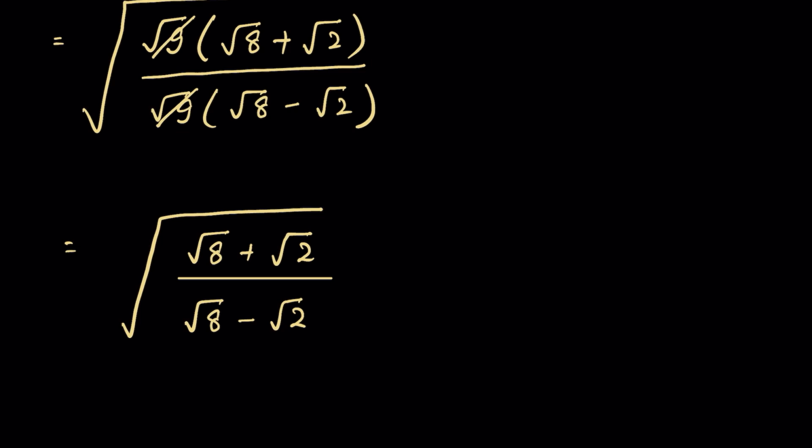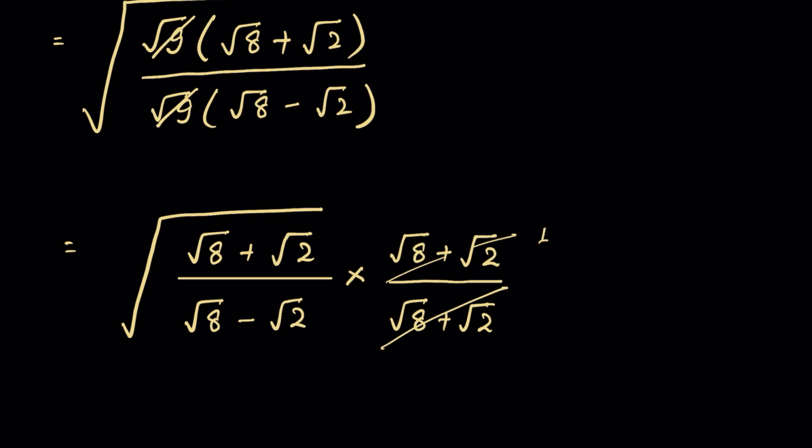Now to further simplify it, we will have to rationalize the denominator. For that we multiply and divide by the conjugate of the denominator, that is square root of 8 plus square root of 2. We multiply and divide by the same number because it's like multiplying it by 1. You can easily cancel them out, so there is no change in the question.